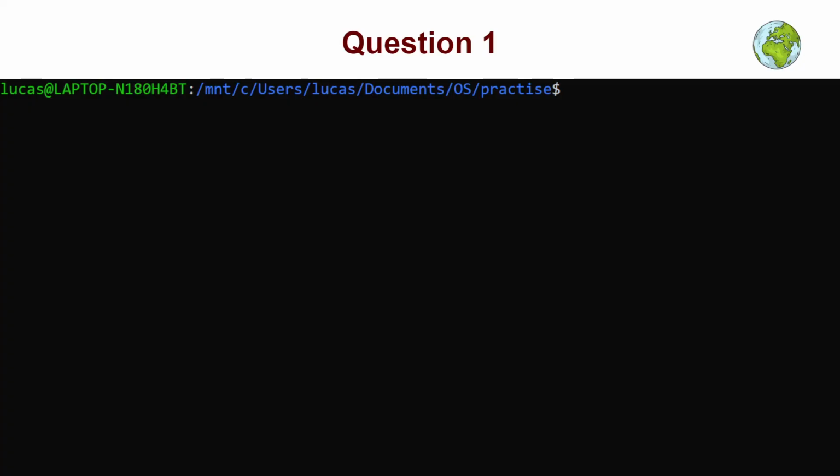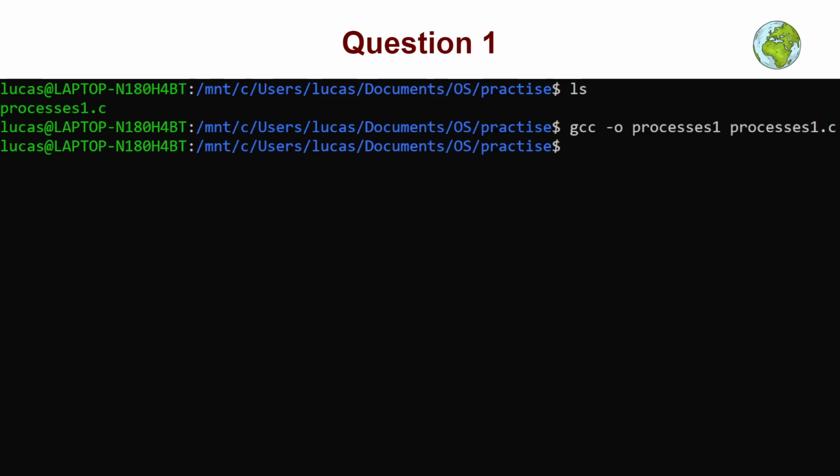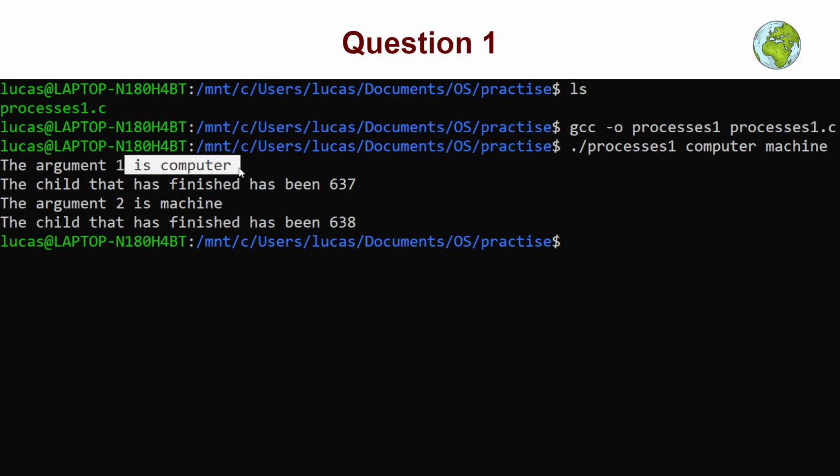Keep in mind that since we have renamed this file, if we list again, we have this processes1.c. So now we compile, just gcc -Wall. Let's name this to be, for instance, processes1 also, and here we have processes1.c. We compile, and now we run this program, processes1. Normally we can here give 2 arguments, for instance, computer, machine. We run. The program works correctly: the argument 1 is computer, the argument 2 is machine.